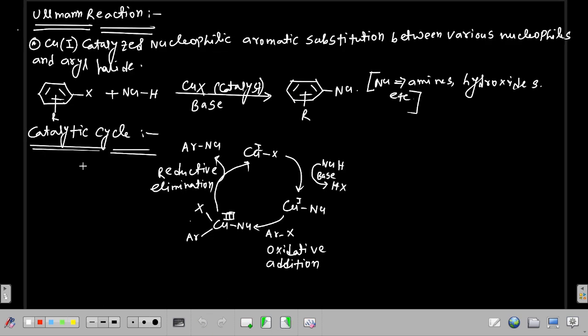Our next reaction is the Ullmann reaction. This is a copper(I) catalyzed nucleophilic aromatic substitution between various nucleophiles and aryl halide. So here we are using an aryl halide and a nucleophilic species in presence of a copper(I) catalyst and a base. It will undergo a coupling reaction, and it will form coupled products.